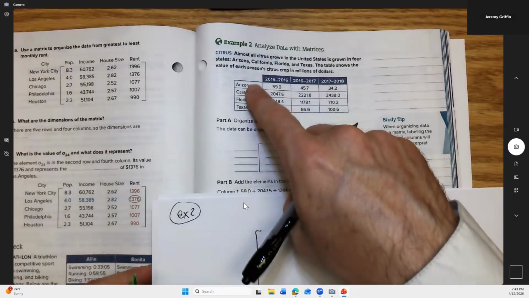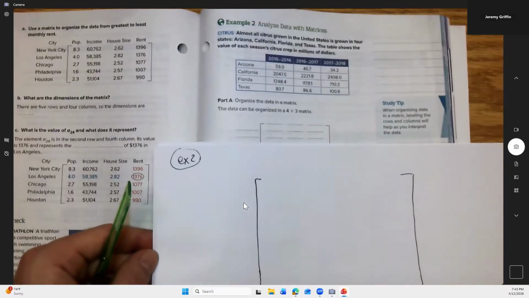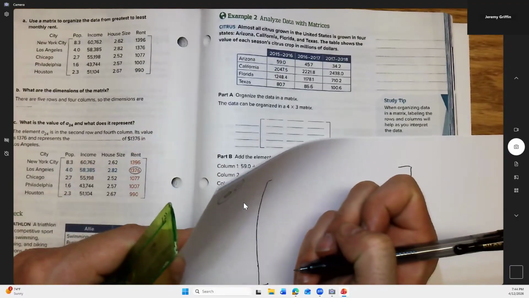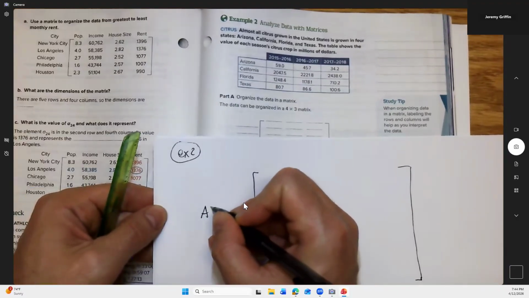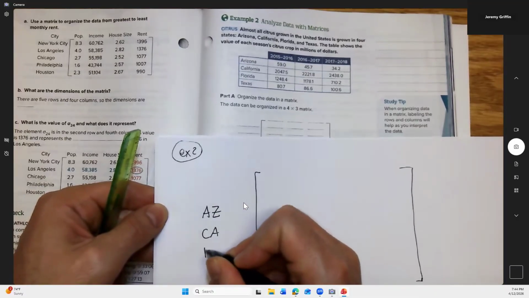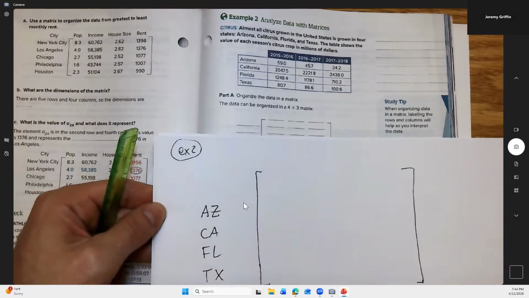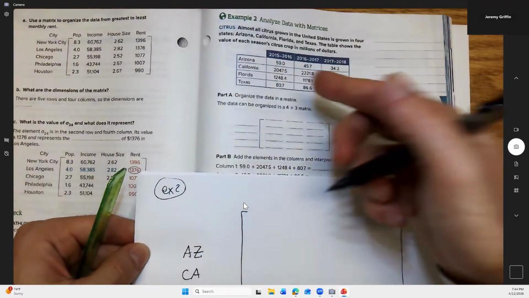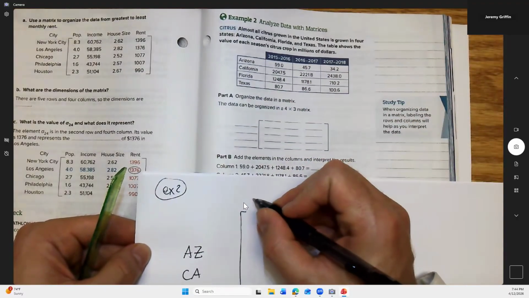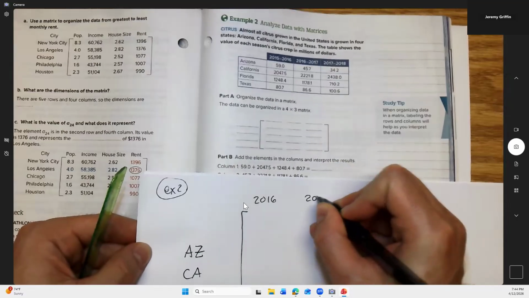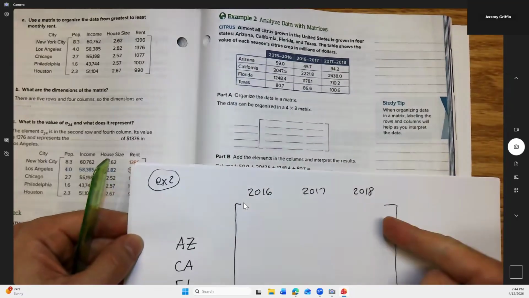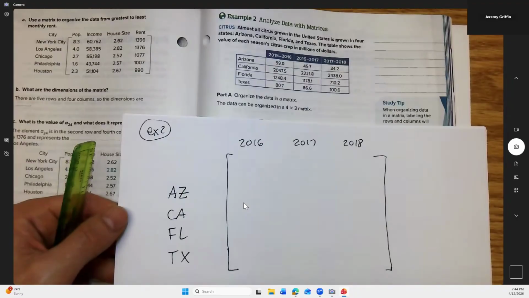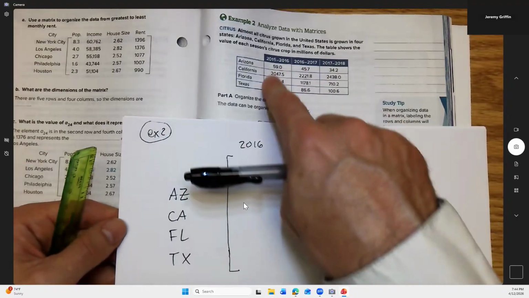We have these 4 states, and I'll put them outside the matrix because it's not numerical data. It's just naming each row: Arizona, California, Florida, and Texas. There are the 4 rows. Above the matrix, I'll put the years. I'm just going to shorten this to 2016, 2017, and 2018, just a little abbreviation. Those are categories of time, so I'm not going to consider that numerical data. The numerical data is all this data right here.